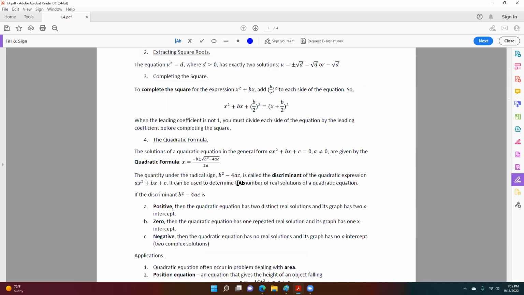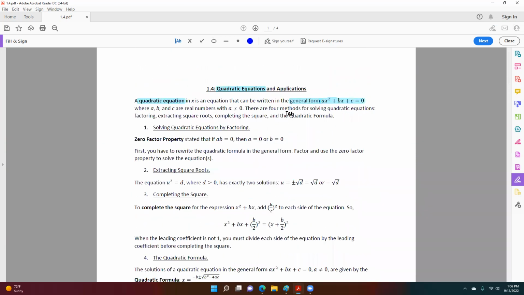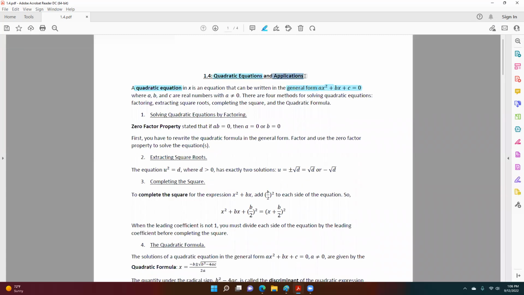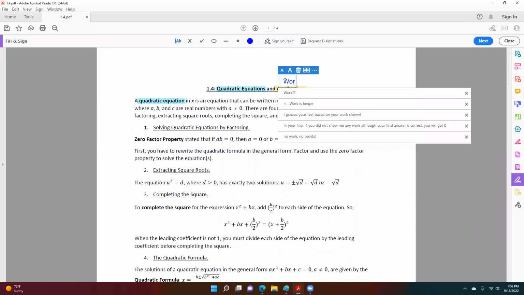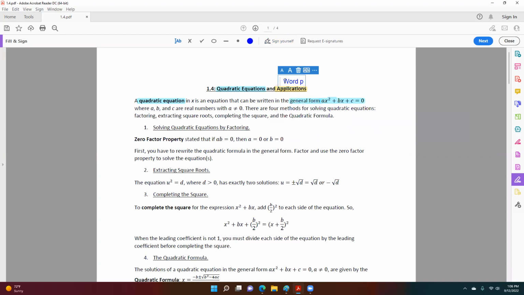On top of these quadratic equations, you will also do what we call applications. What are applications? Applications are what we call word problems. You will see some word problems at the end of this class, and they all use quadratic equations.